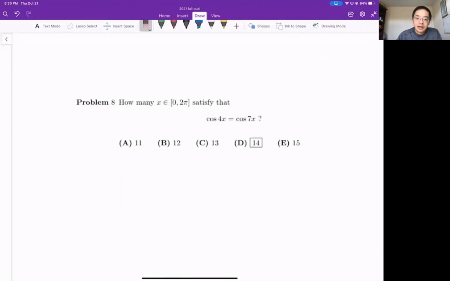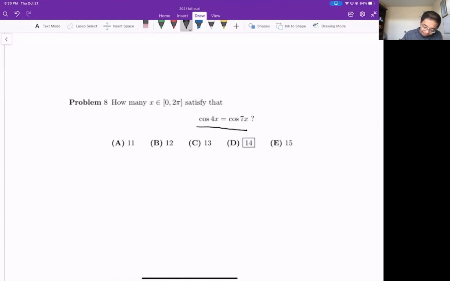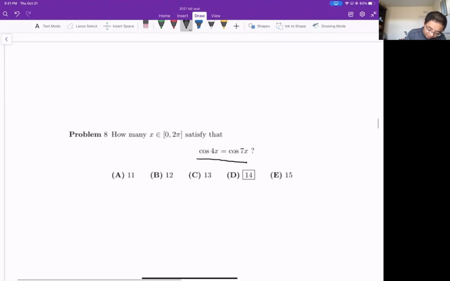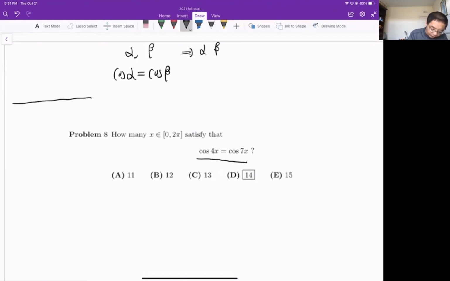Question number 8. Here we need to find the number of x in radians from 0 to 2 pi such that this trigonometric equation holds: cosine 4x equals cosine 7x. First, let's recall, if I have two angles, alpha and beta, and I know that cosine alpha equals cosine beta, what can you say about the relation between alpha and beta? Well, if we see the graph of the cosine function, first of all, it's 2 pi periodic.